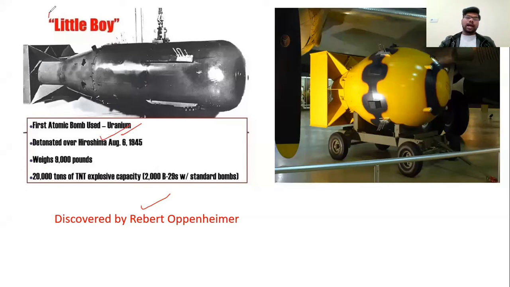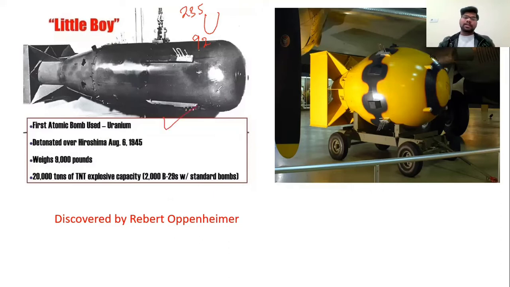The code name of that atom bomb is Little Boy. Little Boy is the code name of the first atom bomb dropped in Hiroshima on August 6, 1945. This atom bomb was made using the element uranium. Uranium 235. Uranium also has three different isotopes, so specifically they used uranium 235. This radioactive element was used to make the first atom bomb.